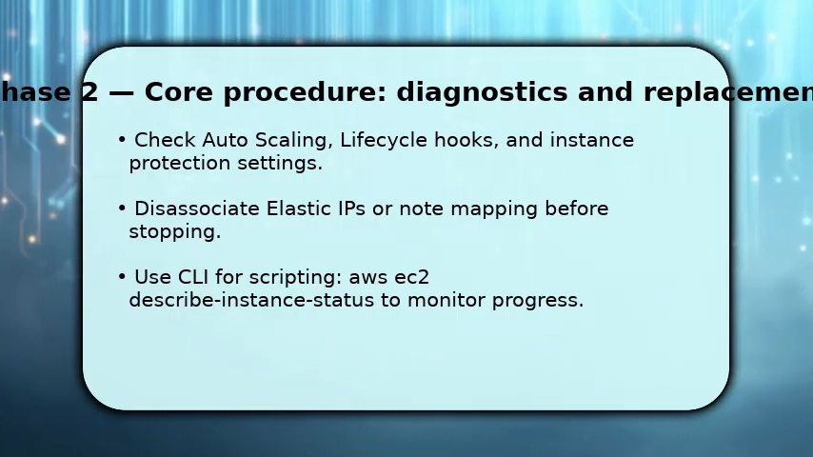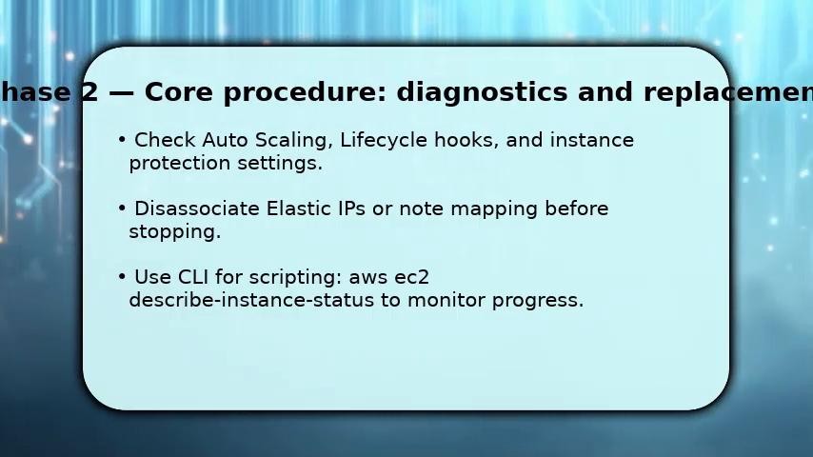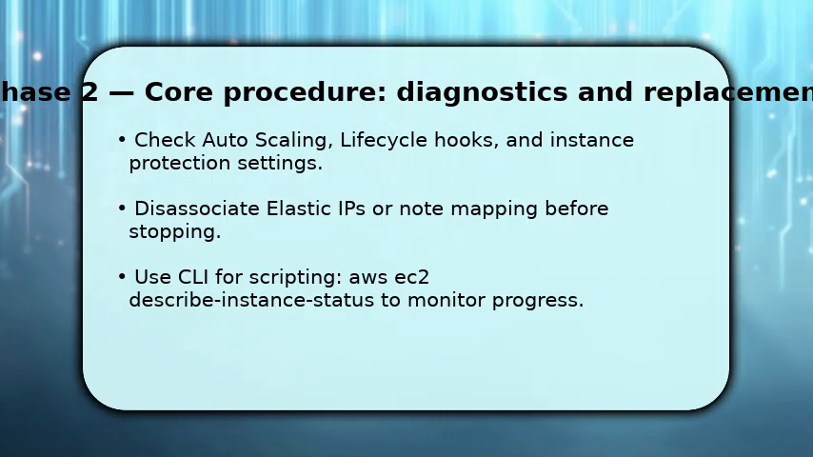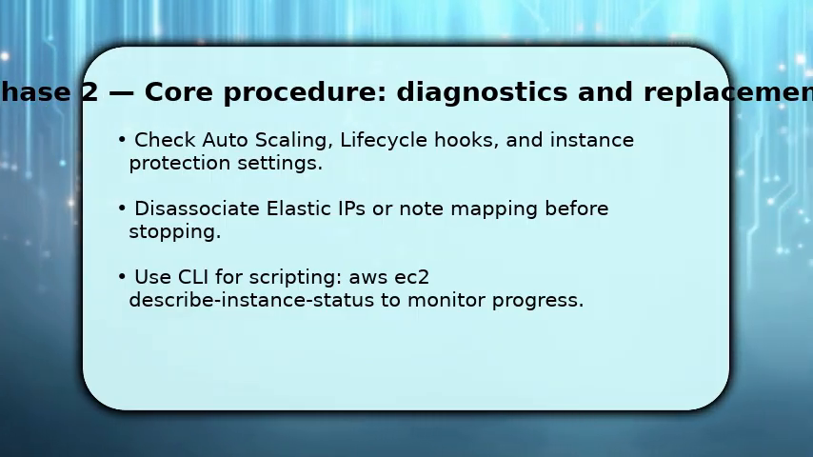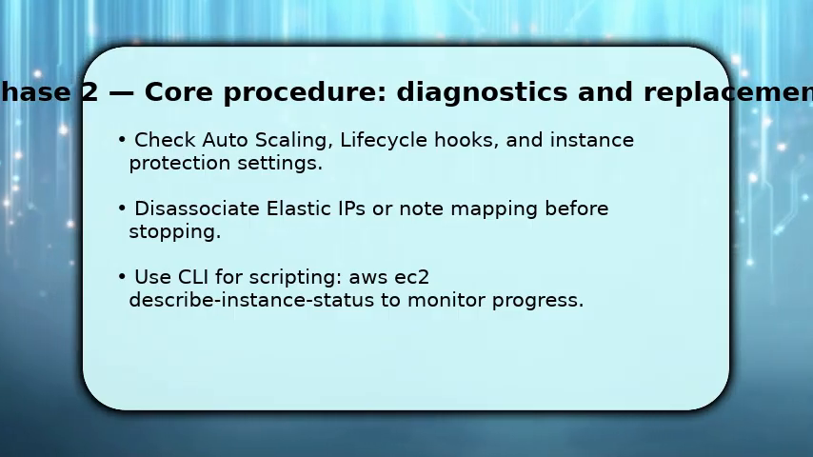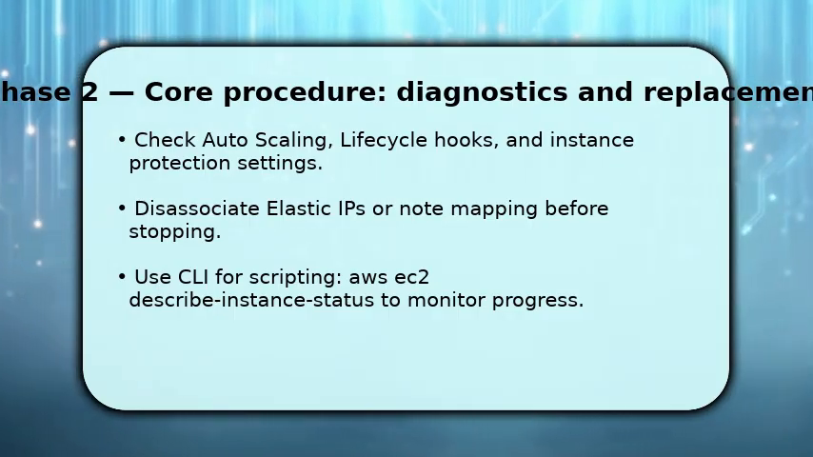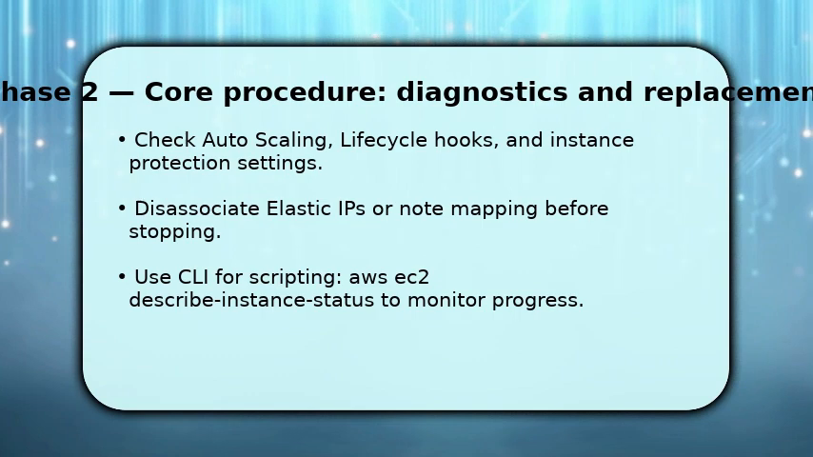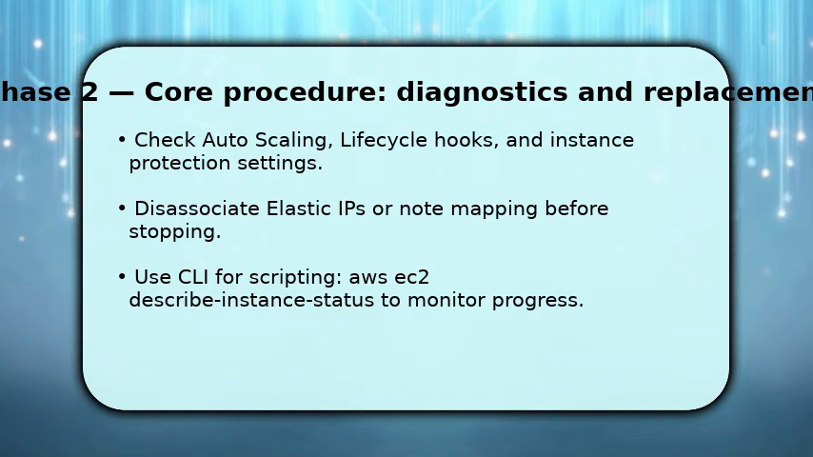Disable or detach the instance first. Make sure any elastic IP or load balancer mapping is handled. You may want to disassociate prior to stopping. Monitor the stop with describe-instance-status. This gives you state and health checks, so you know when the instance is truly offline and safe to modify.